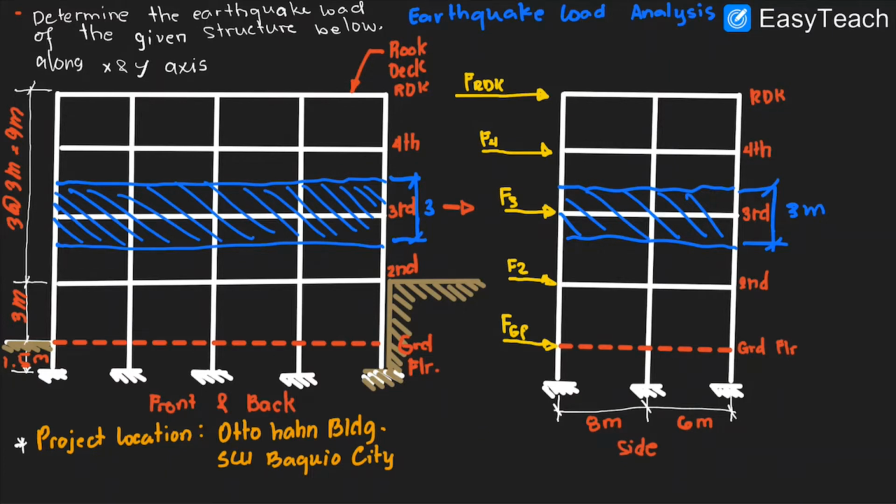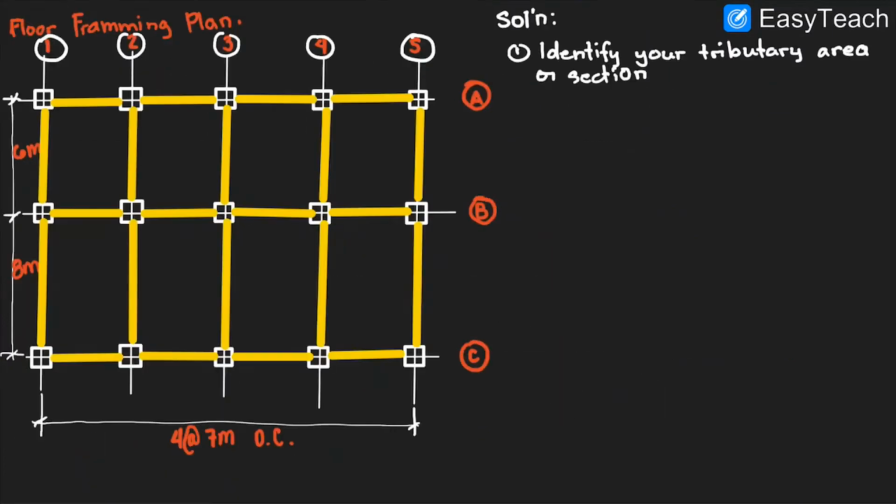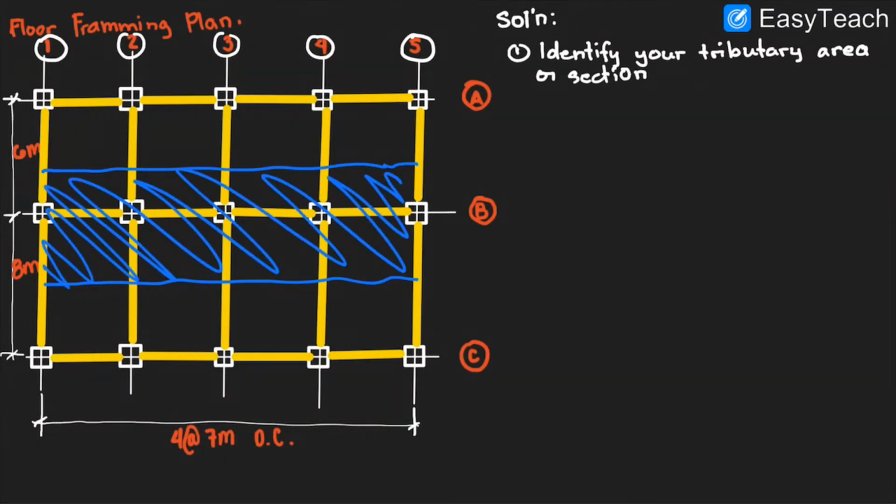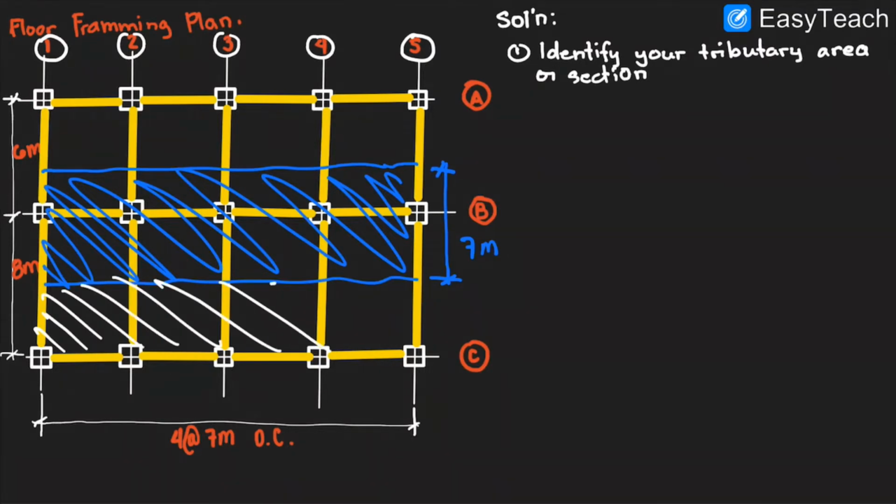Now how about based on the floor framing plan? Based on the floor framing plan, there are two ways in which we can identify the tributary width. First is laterally. This is our tributary width laterally. Let us take half of this floor section and half of that floor section. So, what is half of 6 and half of 8? We have 3 and 4 meters. So, we have a tributary width on this section horizontally of 7 meters. Then the rest of the floor section will be the tributary width on the corridor.